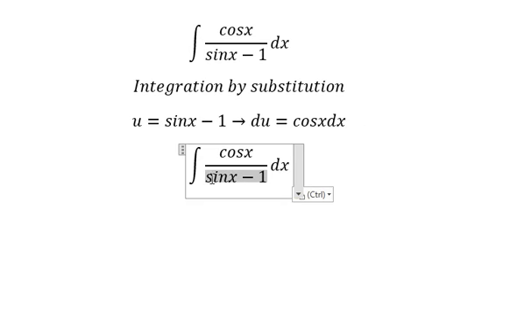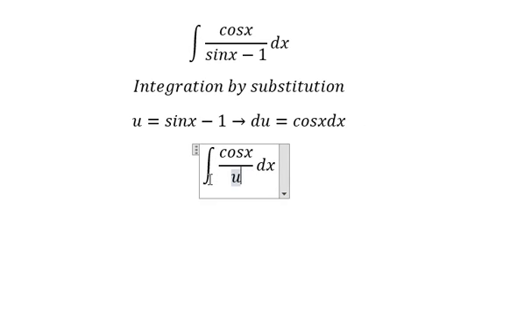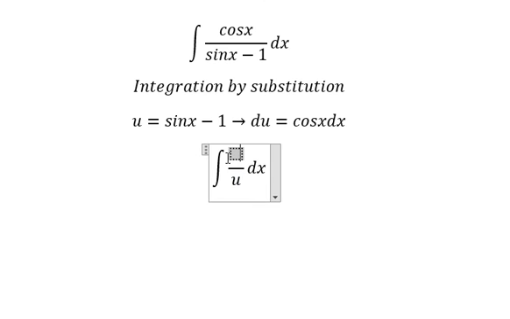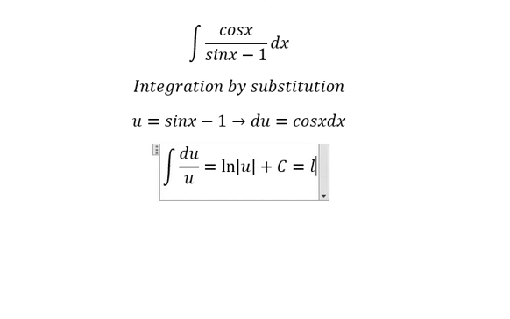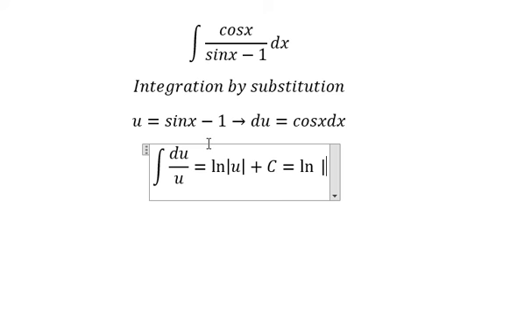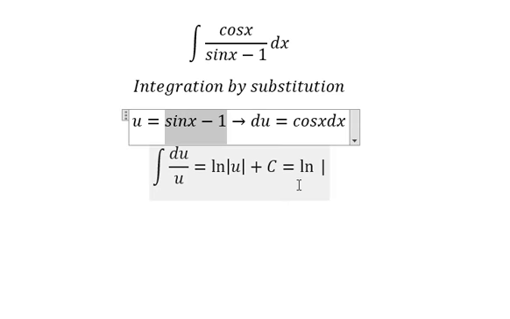So this one we change to u. Cosine x dx we change to du. The integration of this one gives ln of the absolute value of u, and we put plus c. For u, that's this one.